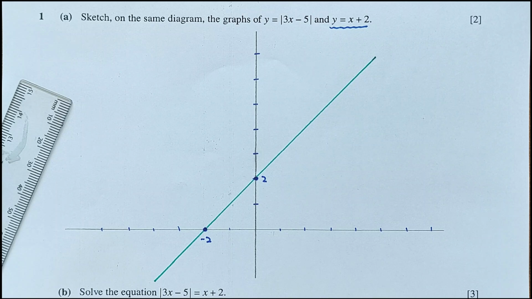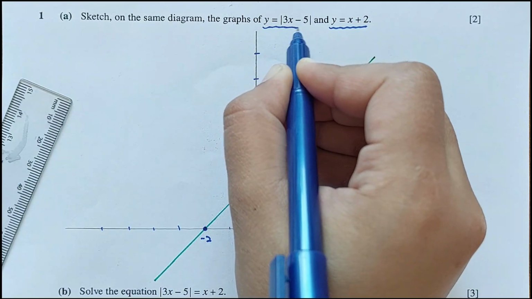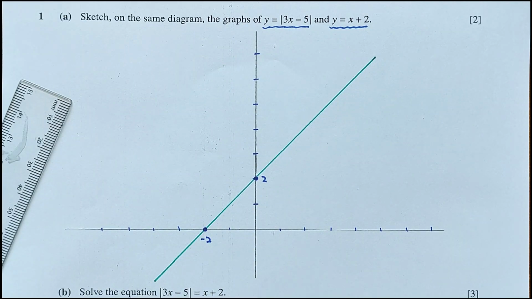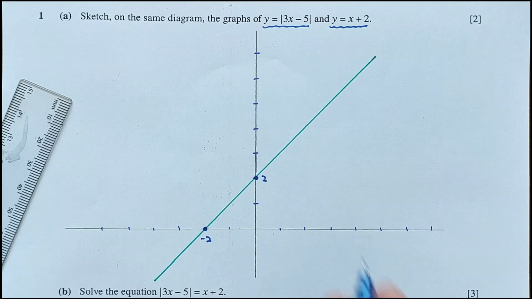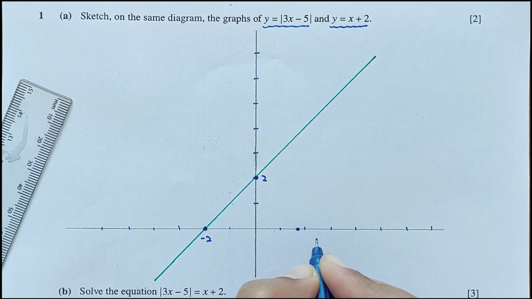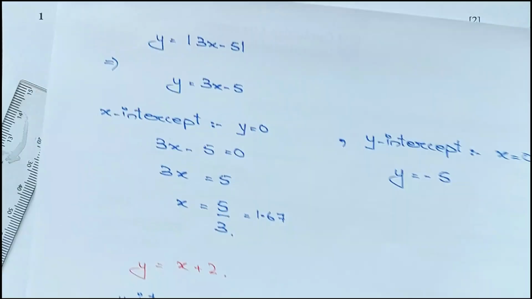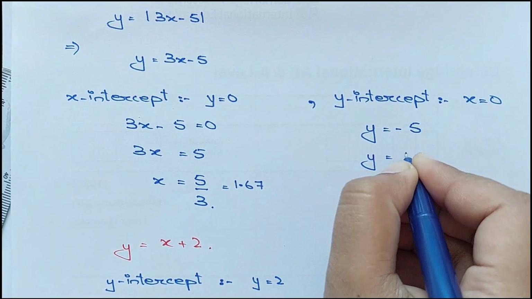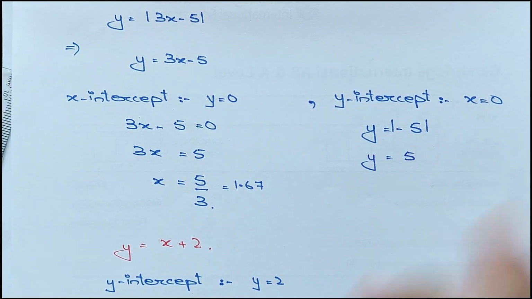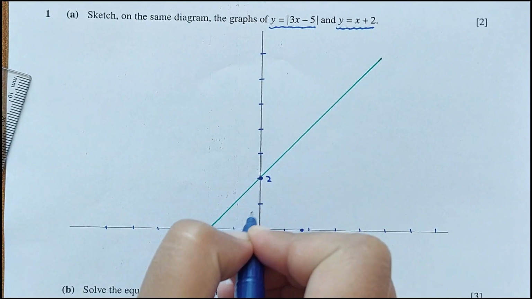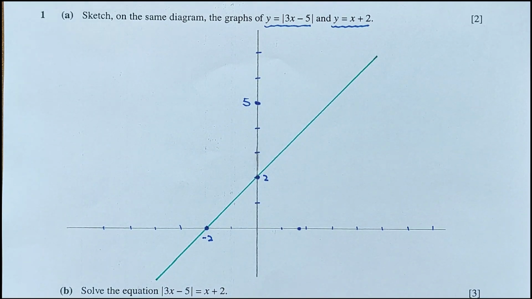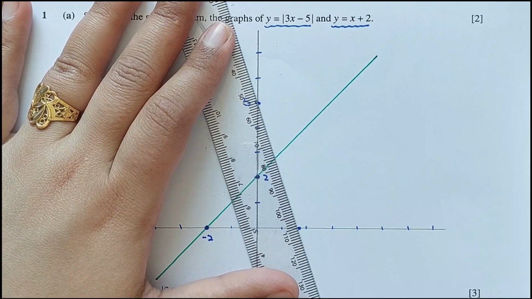Right, now the graph of the absolute value function should be upward, in the first and second quadrants, where y is positive. The x-intercept we got is 1.67. Let's say this point, and the y-intercept is negative 5, so we have to take the absolute value. The absolute value of negative 5 gives y equals 5, so y equals 5 is 1, 2, 3, 4, 5. Y is 5, this point. Let me connect the two points.